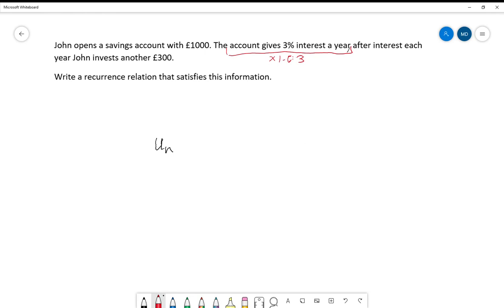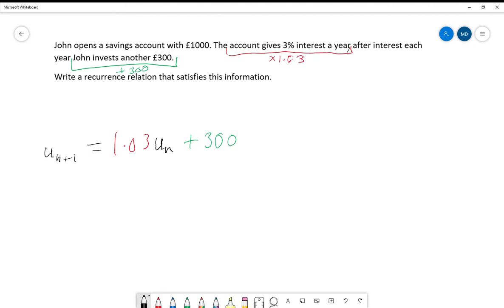That's how we get 3% a year. And then also, John invests another £300, so it tells us we're going to have to add 300. So our recurrence relation, what we have to do to the nth term is 1.03 times by Un, and then add 300 on the end. And what will that give us? Well, it will give us the next term. It will give us the next year's amount of money. And so it will give us Un+1. So Un+1 is going to be equal to 1.03 Un plus 300.